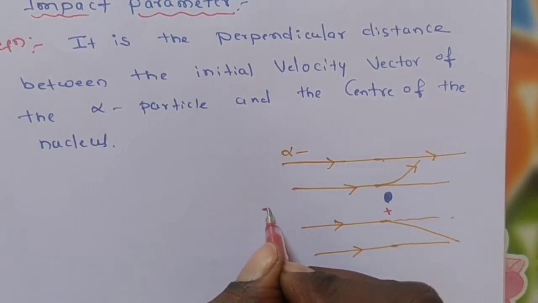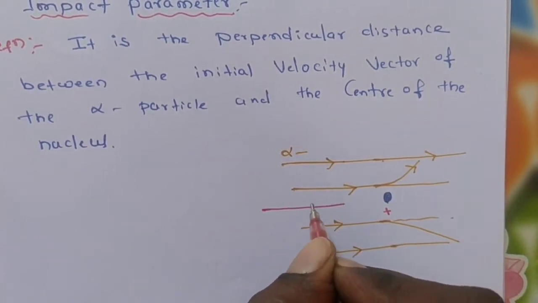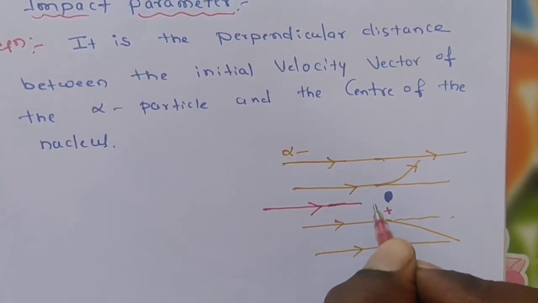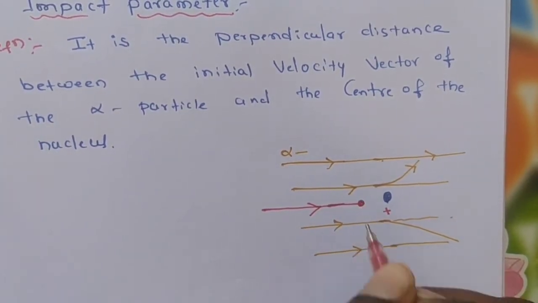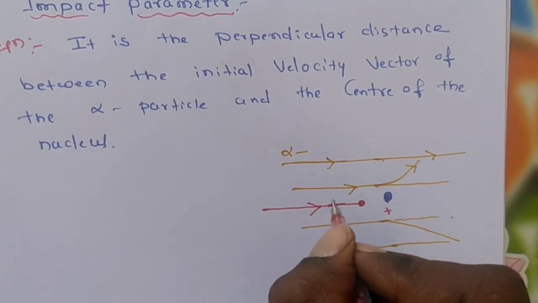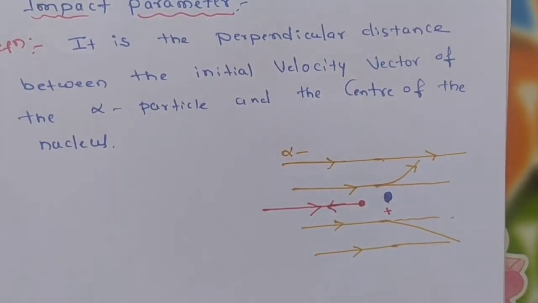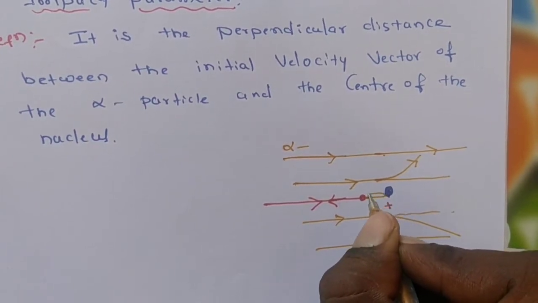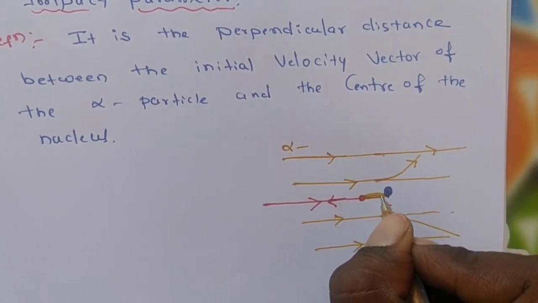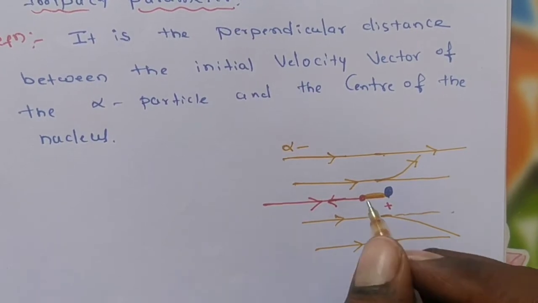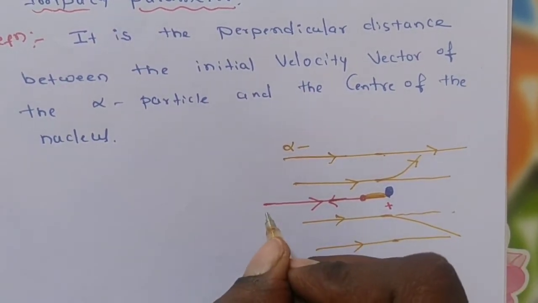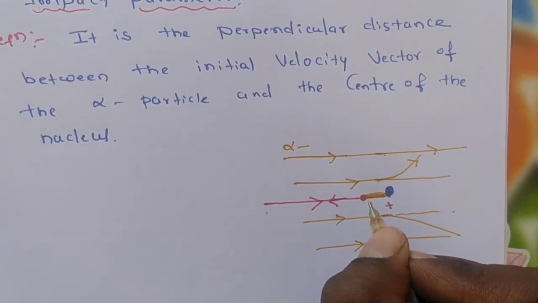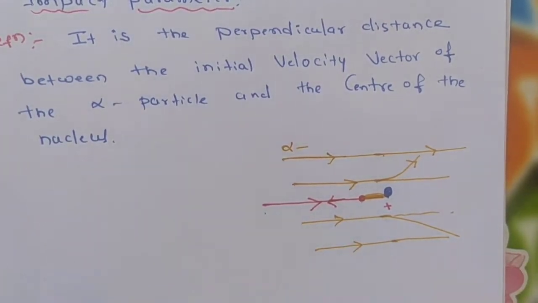For example, when an alpha particle moves for a head-on collision, it moves nearer to the nucleus, comes to rest, and again retreats back because a large repulsive force acts between them. Due to this, the kinetic energy of the alpha particle becomes zero at rest; it converts into potential energy and the particle returns back.